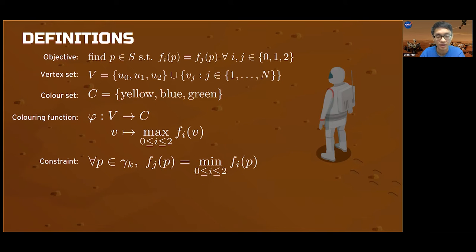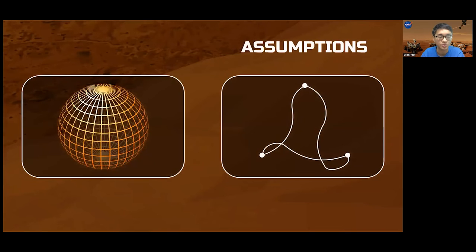And now that we have formalized the problem into one of graph coloring, it's important to take note of the assumptions that we made along the way. As mentioned earlier, we assume that Mars can be approximated by a sphere because we want the stereographic projection to be a bijection from the Martian surface to the 2D plane.